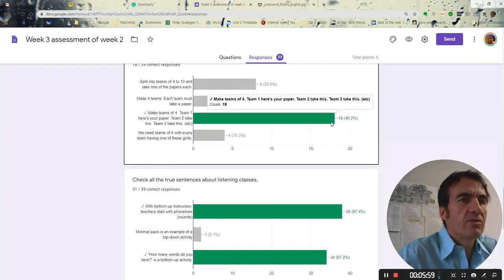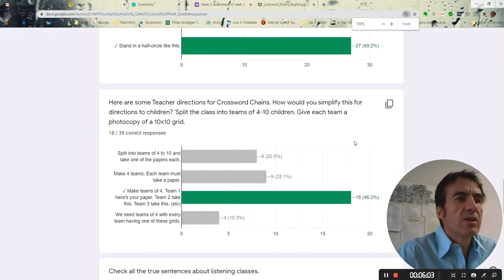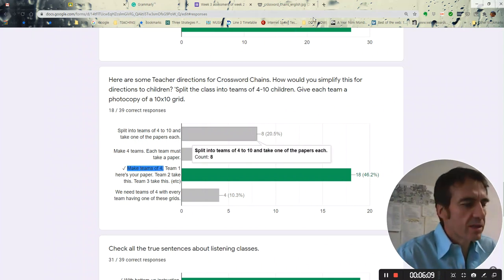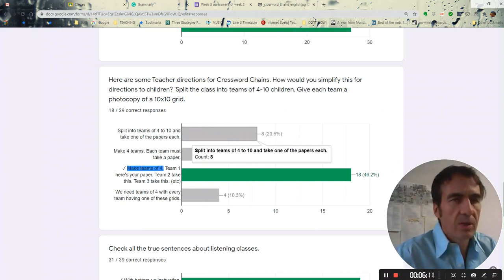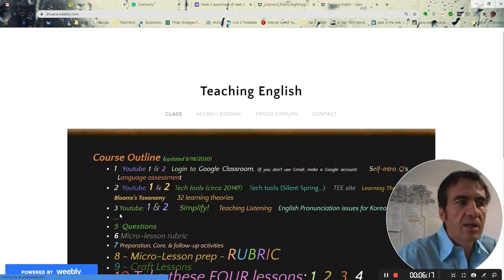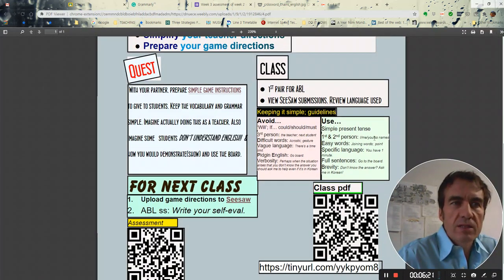Now, if we look at the responses, you can see the correct one, first of all. Make teams of 4. It is a short sentence. If I pause. So we said, from the PDF, which was clicking number 3, these are the things to avoid. These are the things to use.